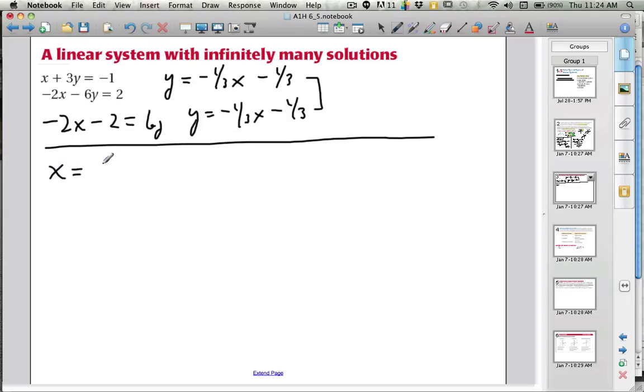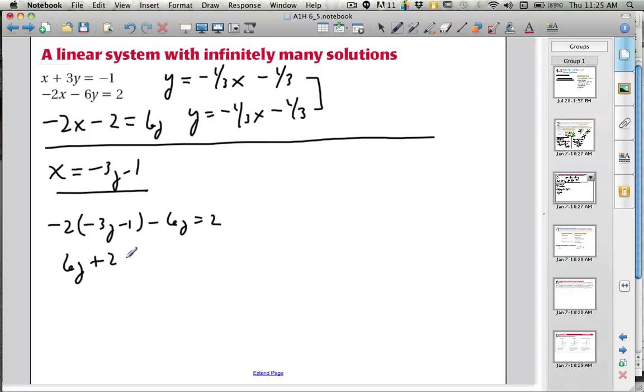So if x is equal to negative 3y minus 1, then I can plug that into the other equation in place of x. So I'll have negative 2 times negative 3y minus 1, minus 6y equals 2. So negative 2 times negative 3y is going to be 6y. Negative 2 times negative 1 is going to be plus 2. Minus 6y equals 2. And I get 2 is equal to 2.